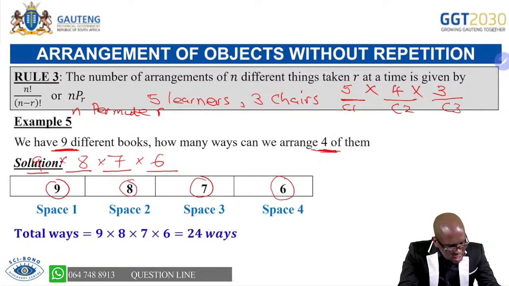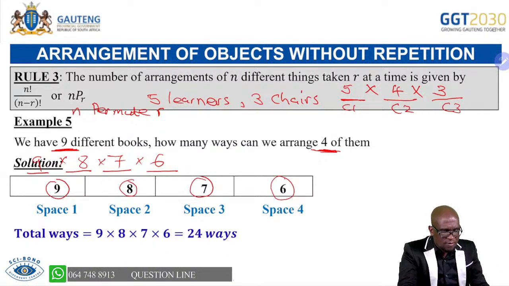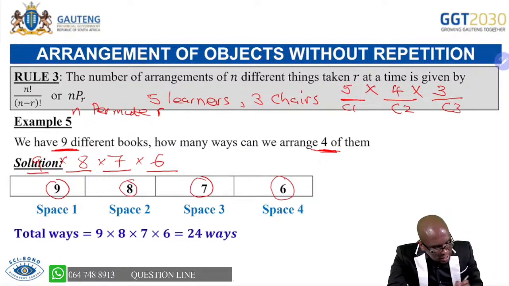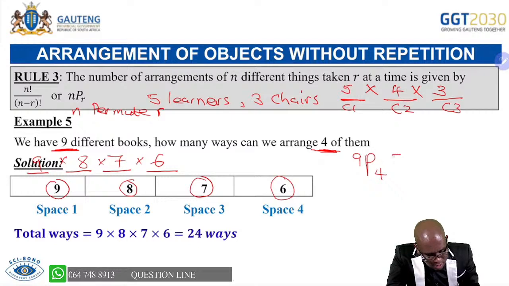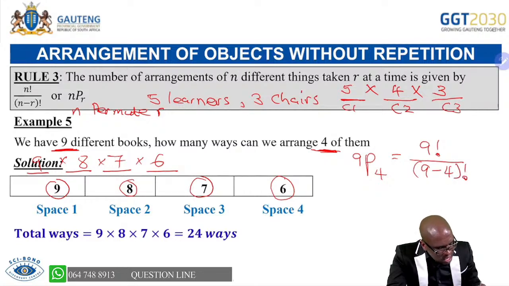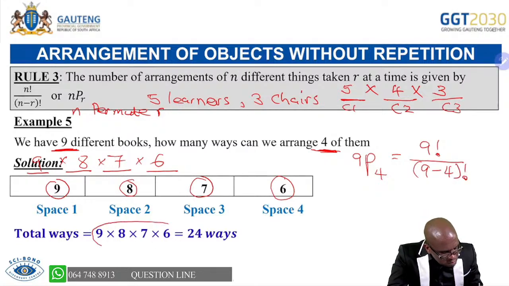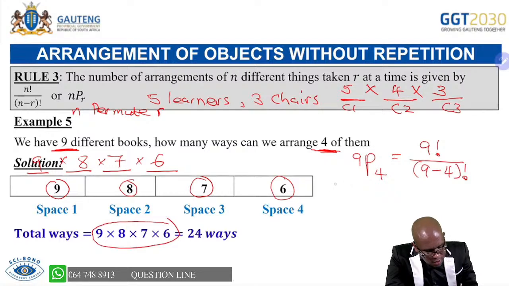Now, the total ways, you can see it's 9 times 8 times 7 times 6. One can also say this is the same as what? As 9 permute 4. Which is the same as 9 factorial divided by 9 minus 4 factorial. Now let's just check whether this product will be the same as what you get here.